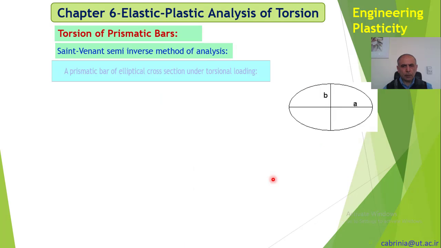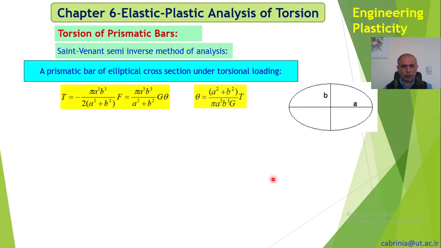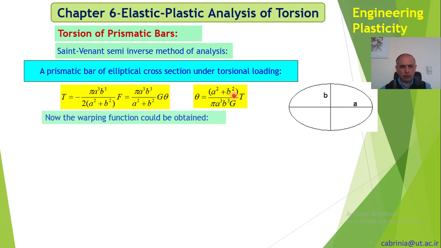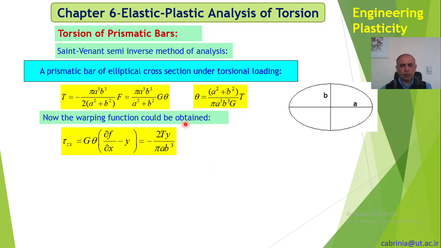Now, let's have a look at this torque again. This is the torque, and we could write theta in terms of torque. And now the warping function also we can obtain, because we had these equations before, so we can obtain F from here. So that's equal to this, and because this theta is equal to that, if we substitute here, some of these cancel out and we get this.